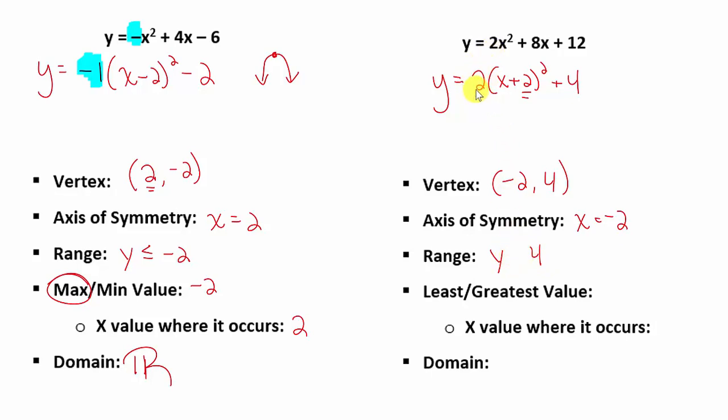This a right here, this 2, is positive, so we're going to have a graph that opens up, which means I'm going to have a minimum value, or a least value in this case. It also means that my range is going to be greater than or equal to 4. I have a least value of 4, and the x value where it occurs is going to be -2. That's the x value of my vertex. So the least value is going to be the y value of the vertex all of the time, and the x value where it occurs is just the x value of the vertex. And the domain is all real numbers.